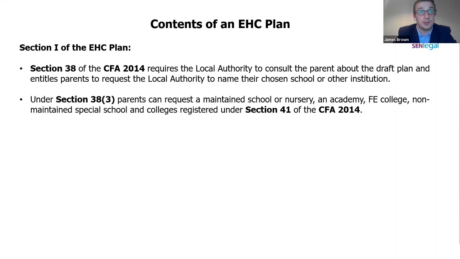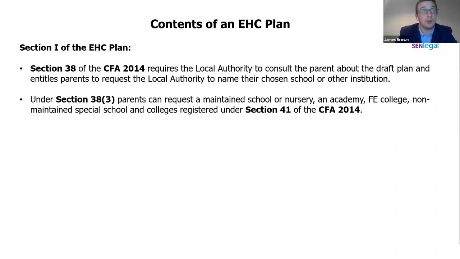Under Section 38, subsection 3, parents can request a maintained school or nursery, an academy, further education college or non-maintained school, special school, and colleges registered under Section 41 of the Children and Families Act. Now, Section 41 of the Children and Families Act is a list of independent schools and specialist schools that have been approved by the Secretary of State to be named in Section I of the EHC plan. Now, you can still request totally independent schools to be named in Section I of your EHC plan. The local authority will still have to consider those requests.